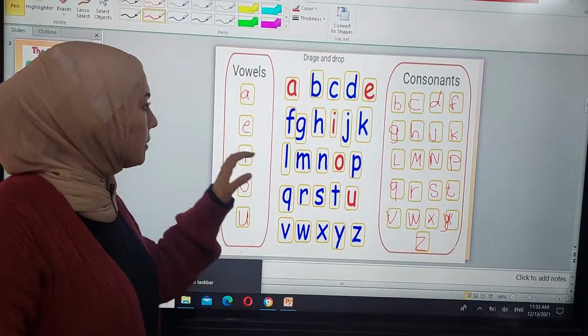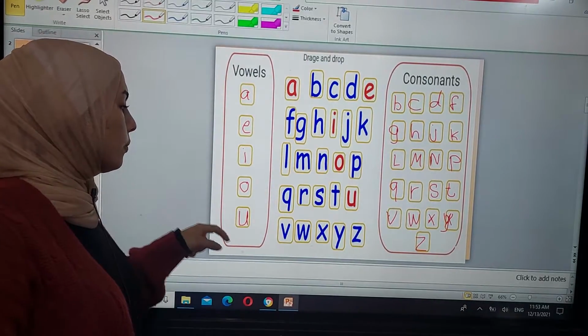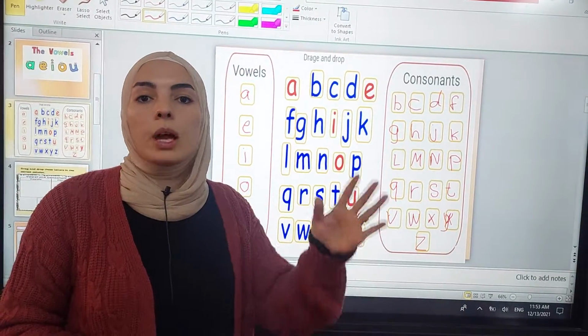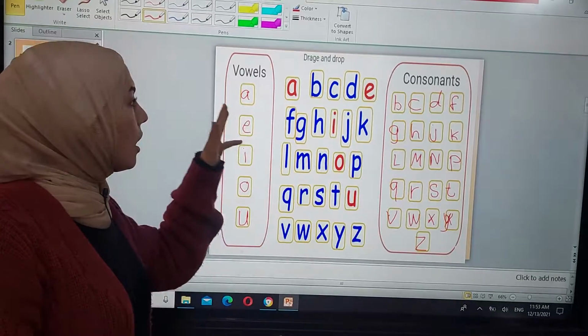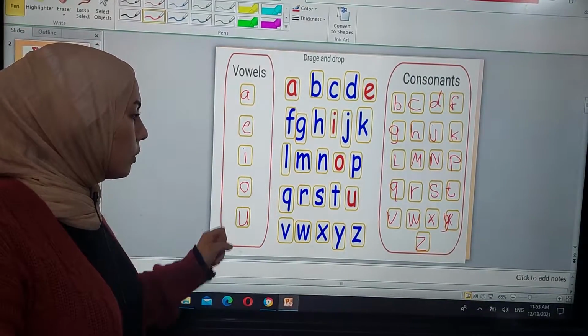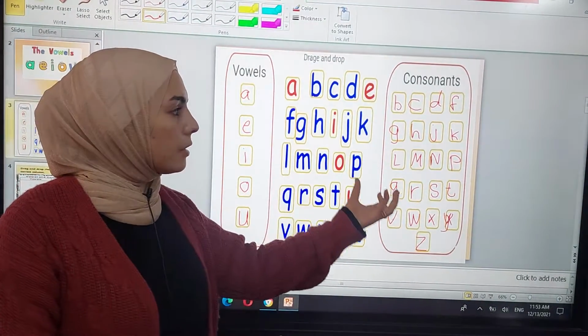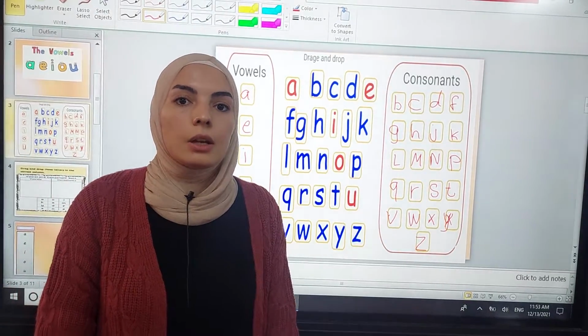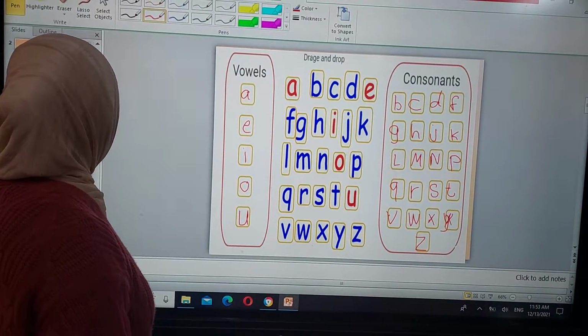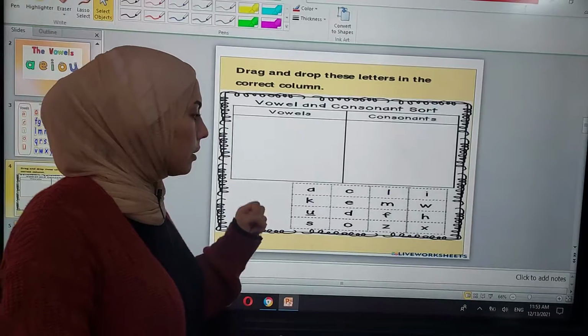How many vowels do we have? 1, 2, 3, 4, 5. In the whole alphabet, we have just 5 vowels. They are A, E, I, O, U. And all the others, we call them consonant. Okay? Now let's see this worksheet and let's do it together.